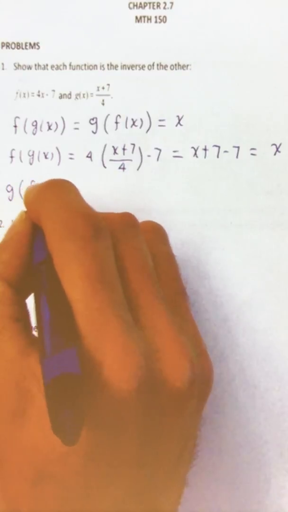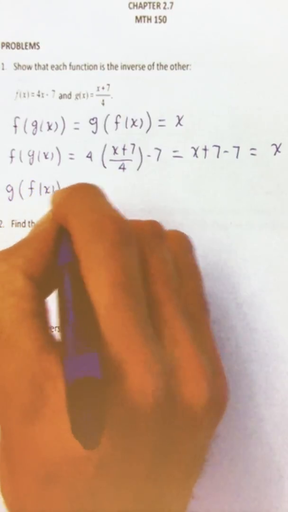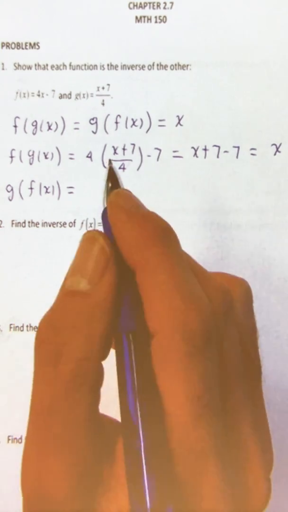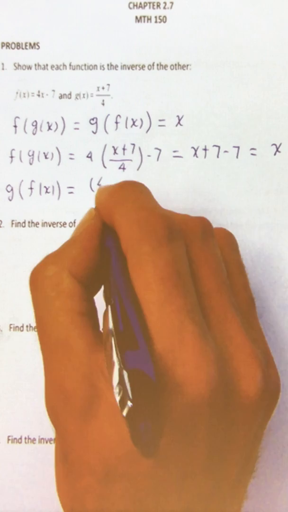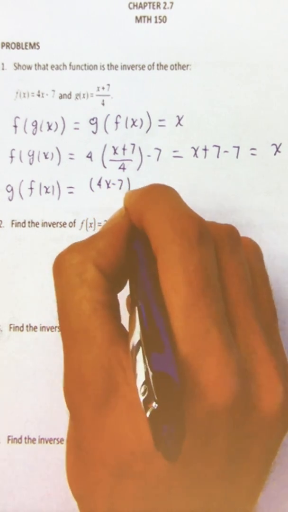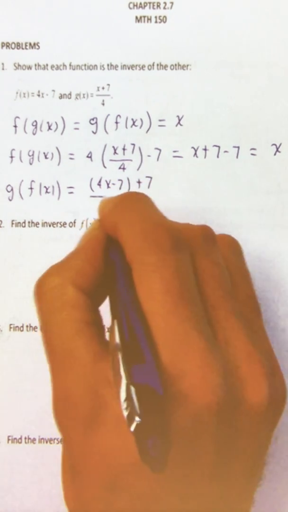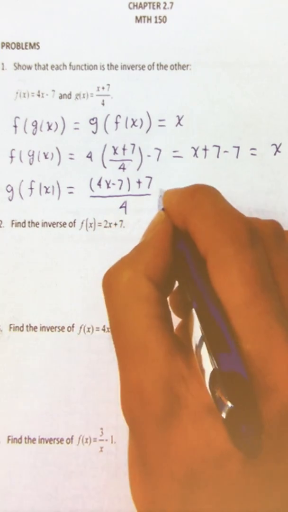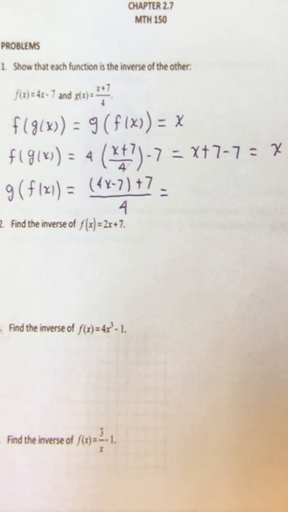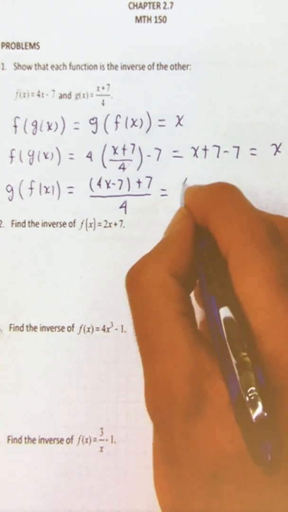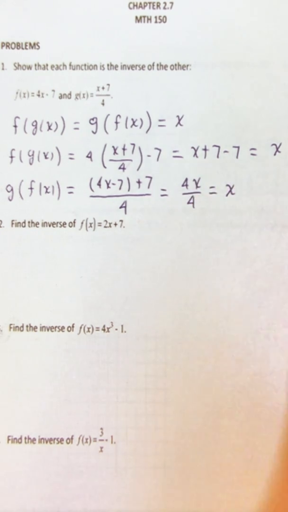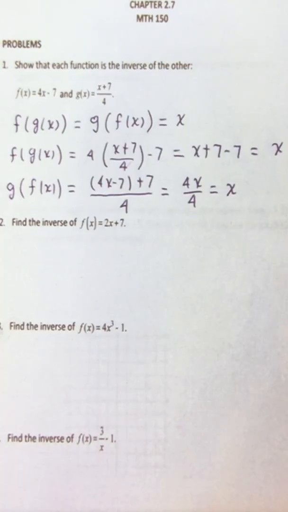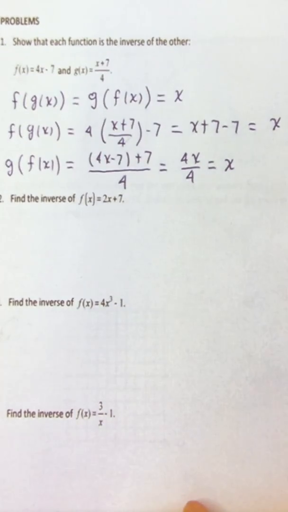So let's take g of f of x, and replacing each x in the g function by the f of x function, we'll have 4x minus 7, then plus 7, and all divided by 4. Removing parentheses, the 7's will cancel out, giving us 4x divided by 4, which also results in x. So we have proved that f and g are inverse functions.